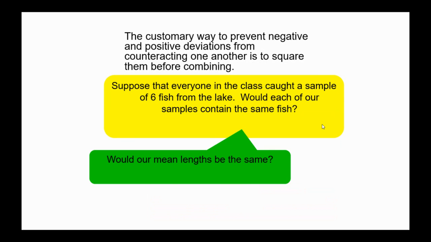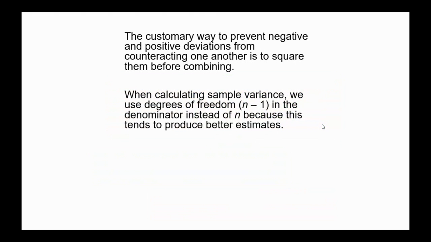So the customary way to prevent negative and positive deviations from counteracting one another is to square them before we add everything up. And then a simpler explanation for degrees of freedom, the n-1 part in the denominator, is that it tends to produce better estimates than just using n.